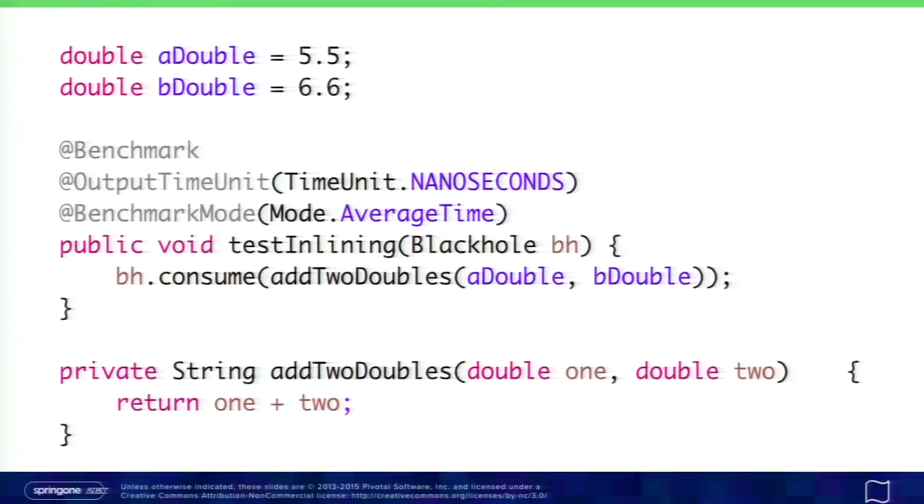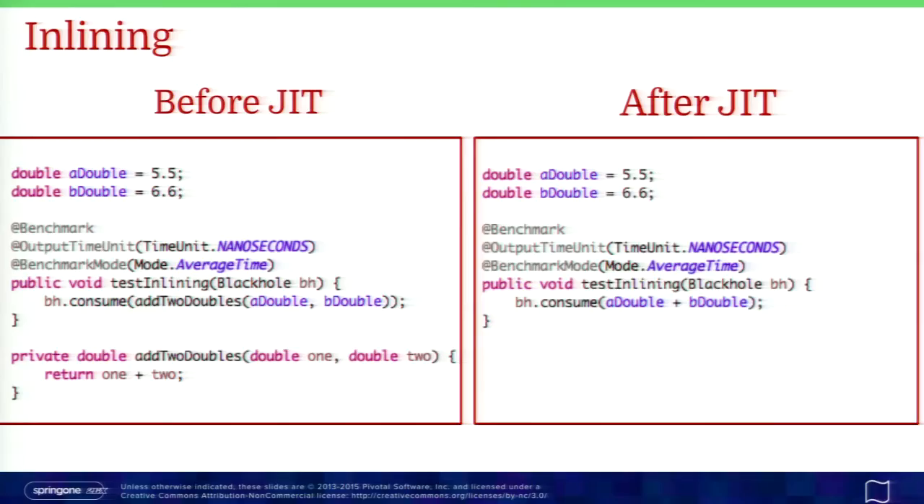Now, the JIT performs several different optimizations, and one of the ones that most people have probably heard about is inlining, right? When you have a small method, generally what the JIT will do is it will actually inline that method. So here on the left, you see the beforehand where we have the add two doubles method, and our test inlining benchmark is calling add two doubles. And then on the right, you see what we expect after the method has been compiled. We expect there to be no call to add two doubles. Instead, we expect a direct addition from A double and B double.